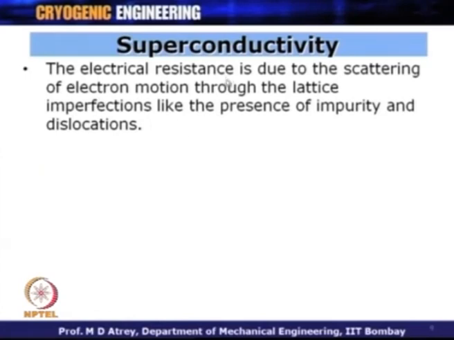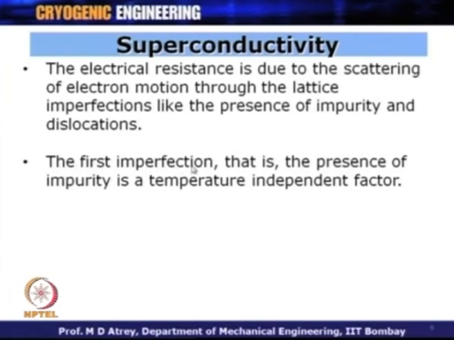The electrical resistance is due to the scattering of electron motion. As you know, every material has free electrons. The resistance to the flow of electrons is basically due to scattering inside the material, and that scattering is happening through the lattice imperfections. Because of the existence of lattice imperfections like the presence of impurity and dislocations, electrons move in a material, but they will come across impurity, they will come across dislocation, and the electrons may get scattered. Alright, and this is what offers the resistance to the flow of electrons.